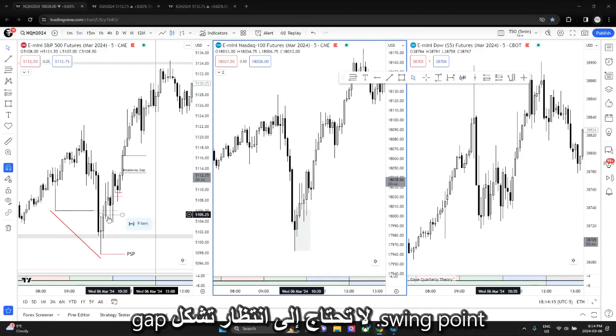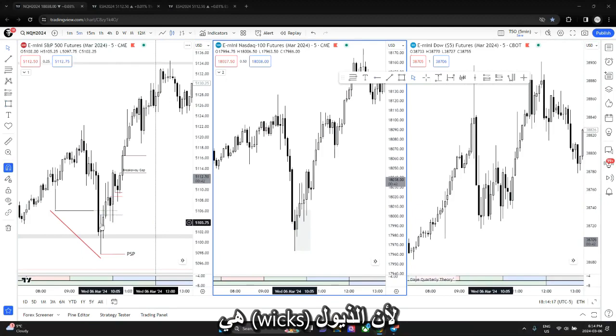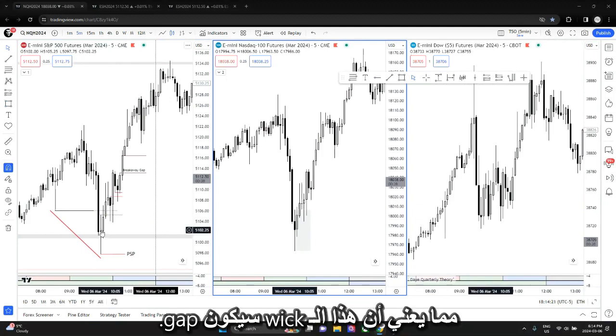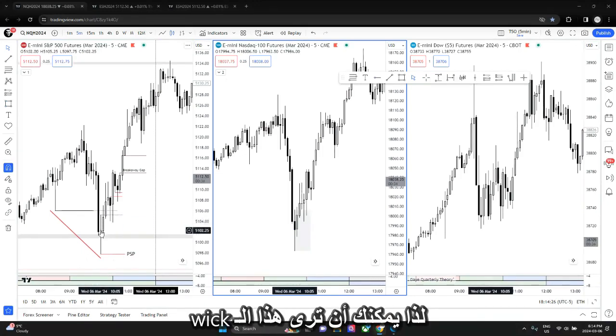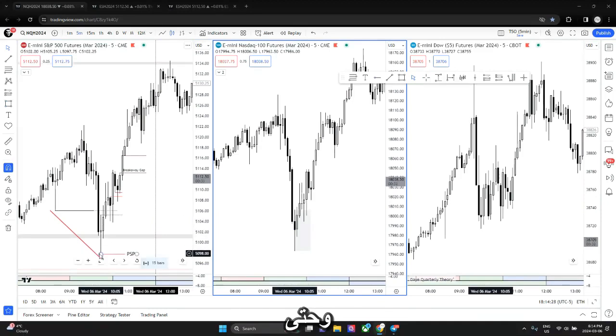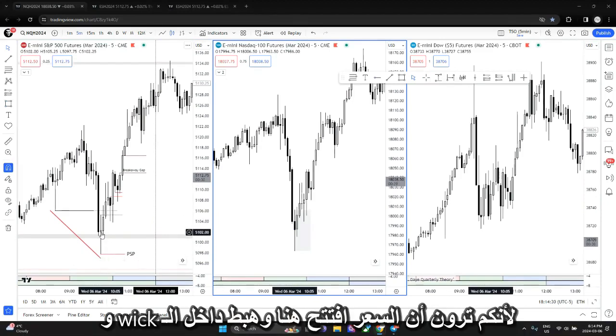You don't need to wait for a gap to form because wicks are gaps, which would mean that this wick would be a gap. So you could see this wick and even this one as gaps, because you guys can see that price opened here and dropped, dipped into the wick, then rallied.